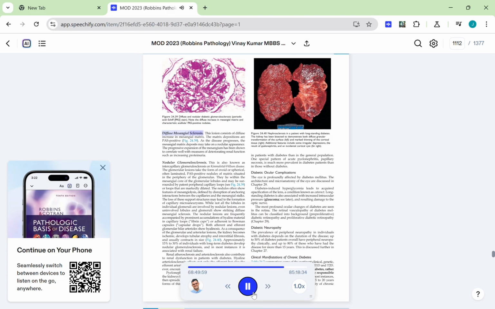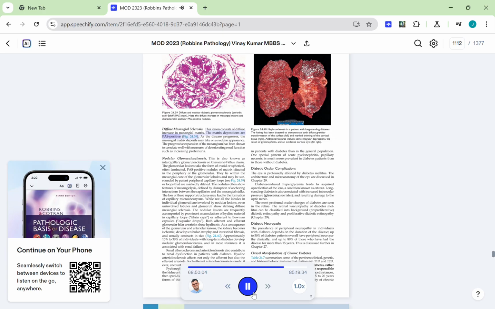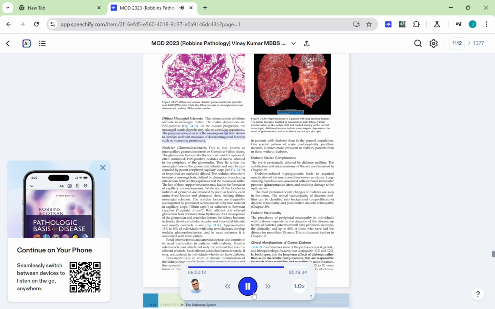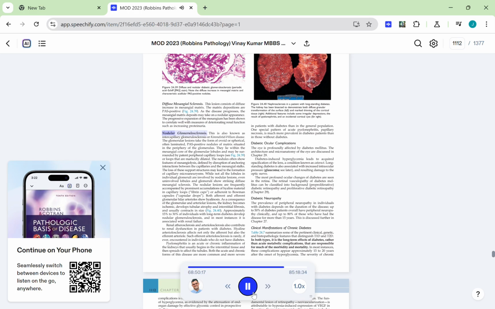Diffuse mesangial sclerosis. This lesion consists of diffuse increase in mesangial matrix. The matrix depositions are PAS positive. As the disease progresses, the mesangial matrix deposits may take on a nodular appearance. The progressive expansion of the mesangium has been shown to correlate well with measures of deteriorating renal function, such as increasing proteinuria. Nodular glomerulosclerosis. This is also known as intercapillary glomerulosclerosis or Kimmelstiel-Wilson disease.